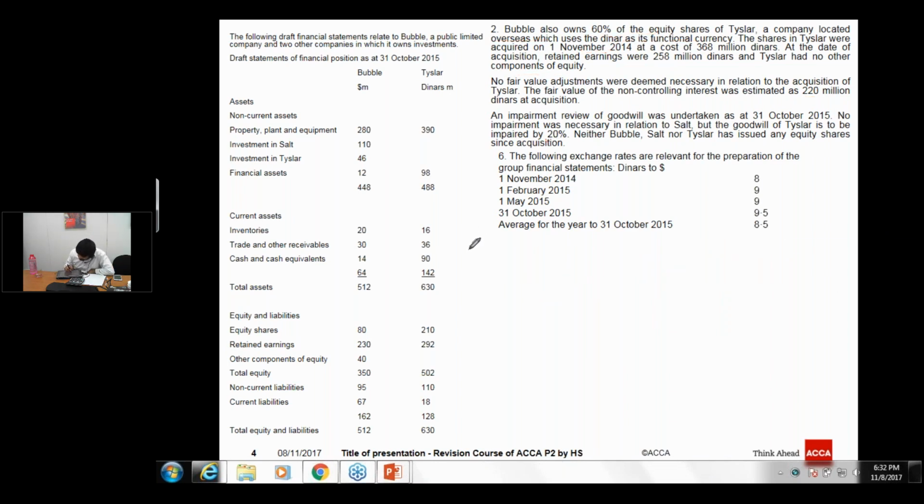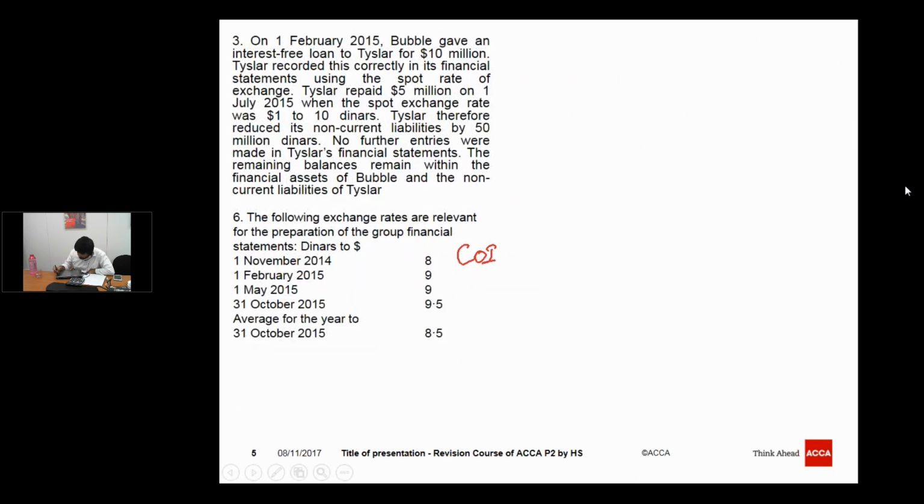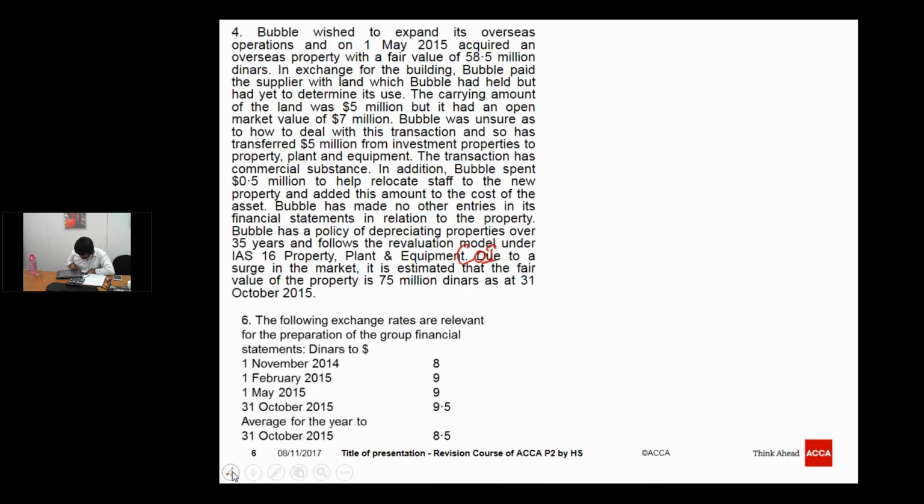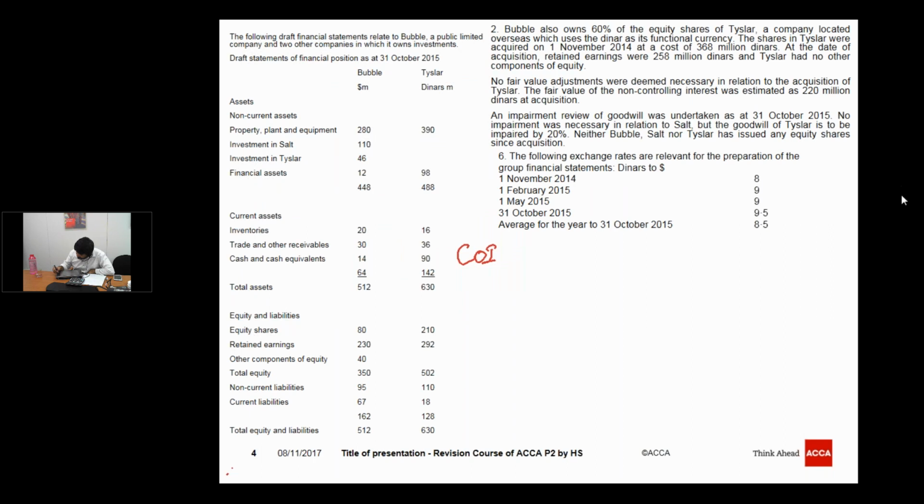So the first requirement is to calculate the goodwill in dinars. Whether the cost of the investment is given to you in dinars, the answer is yes. We have been given the cost of investment in dinars. If the question did not tell you the cost of the investment in the functional currency of the subsidiary, you have to take the value from here, that is 46 million, and convert the value of this cost of investment from dollars to dinars by taking the exchange rate on 1st November.